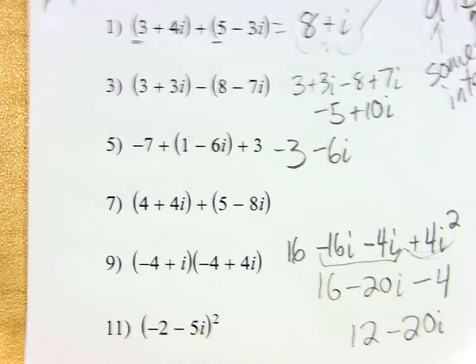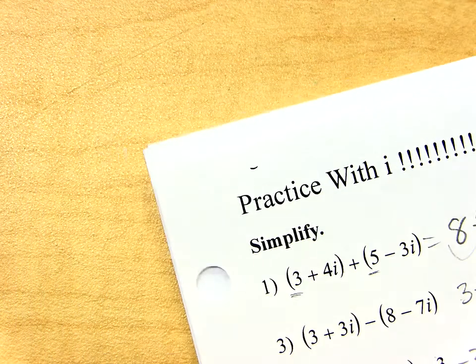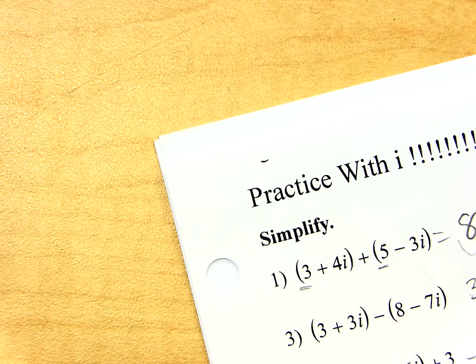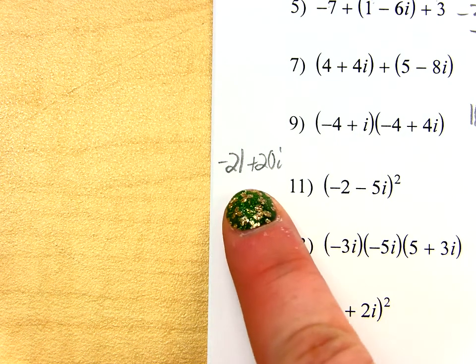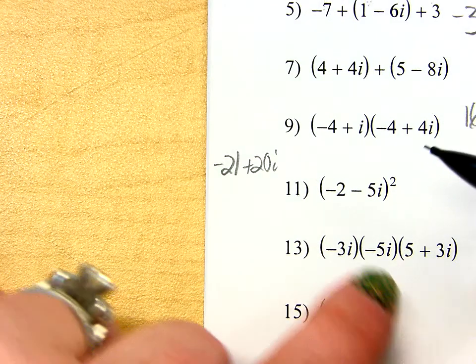You have answers? Okay, Phil, tell me your answer. Negative 21 what? Plus 20i. Maddie, you got that too? You got the same thing? Everybody got the same thing? The same thing. Negative 21 plus 20i. I have no idea what the answer is. So I'm hoping everybody got it right. Oh, that would make me so happy.